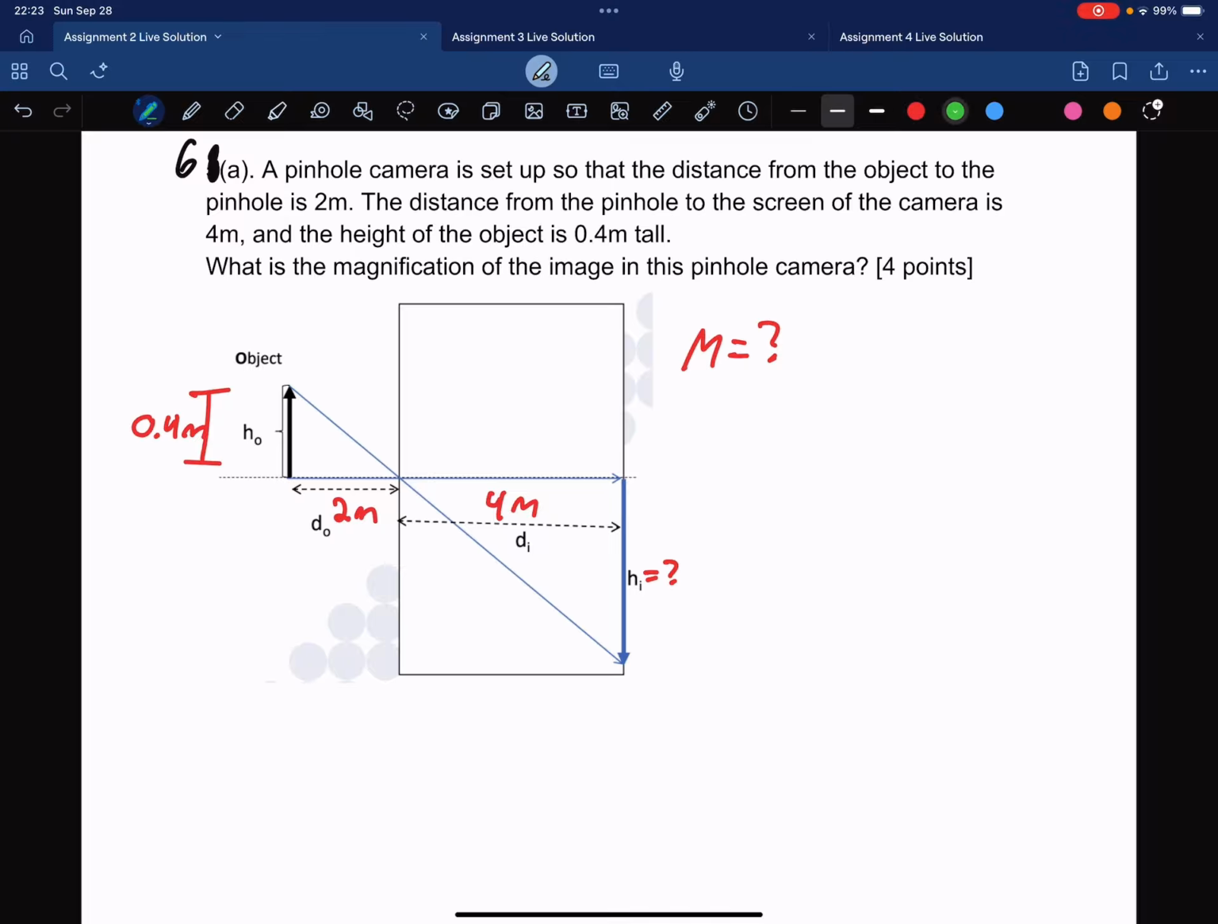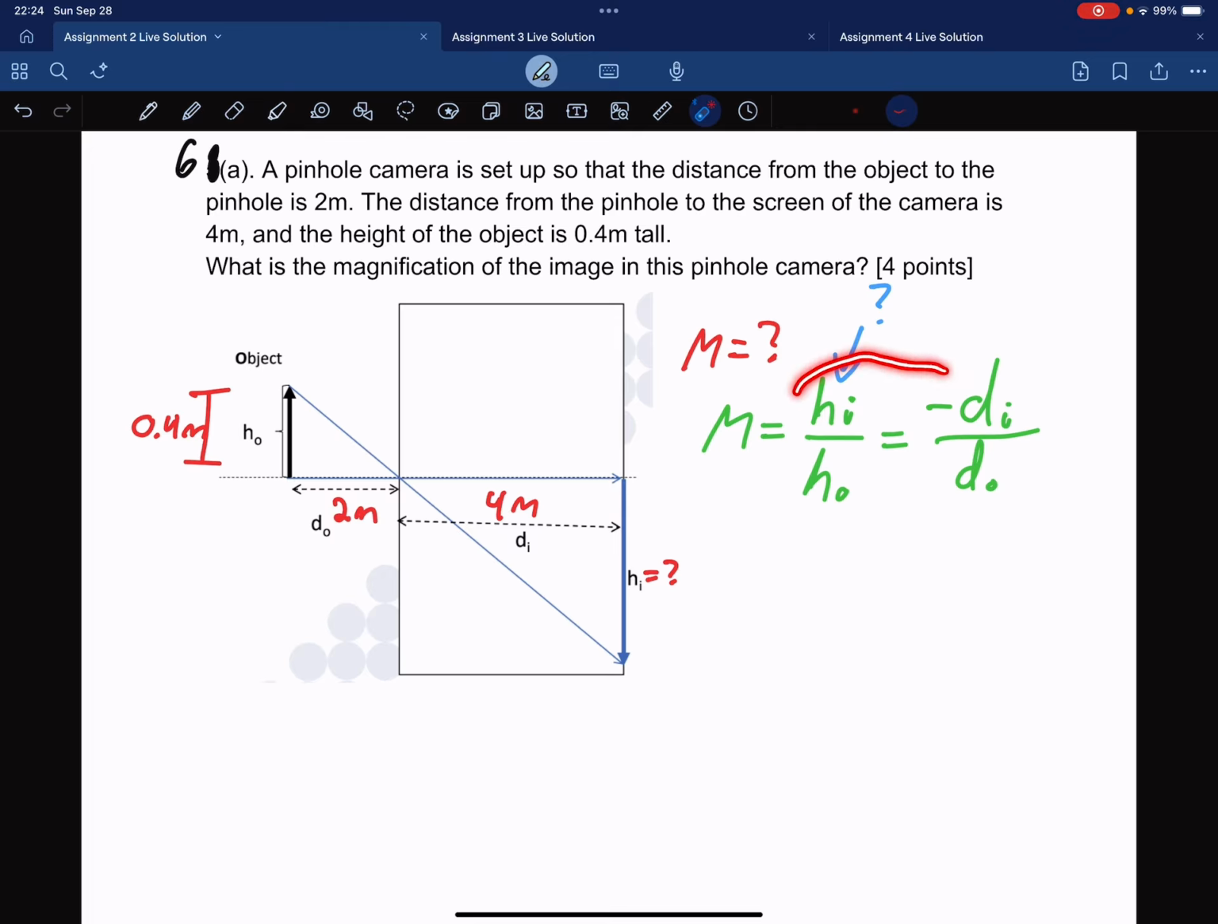In this case, we know that magnification is equal to image height over object height. And we also know it's equal to the negative of image distance over object distance. So we have these two equations for magnification. Now, we don't know what image height is equal to. Some people went ahead and used just this portion of the equation and solved for image height, which is fine. You can totally do that. But I don't ask you to. So a little bit of extra work.